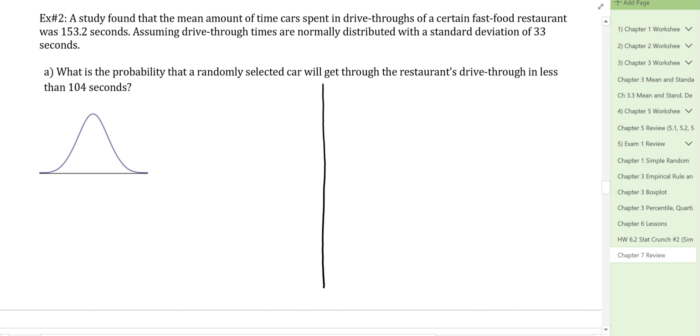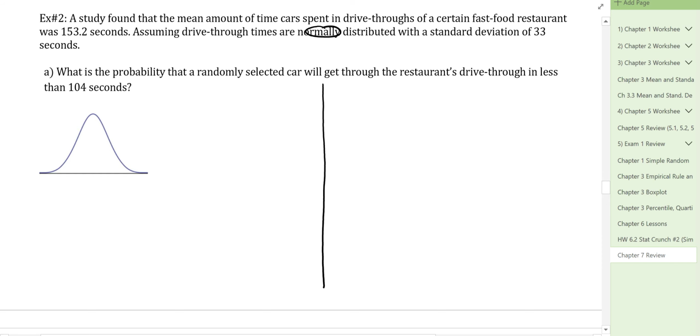So let's read the question. A study found that the mean amount of time cars spent in the drive-thru of a certain fast food restaurant was 153.2 seconds. Assume drive-thru times are normally distributed with a standard deviation of 33 seconds. So we are given that it's normally distributed. So notice that drive-thru time is normal.